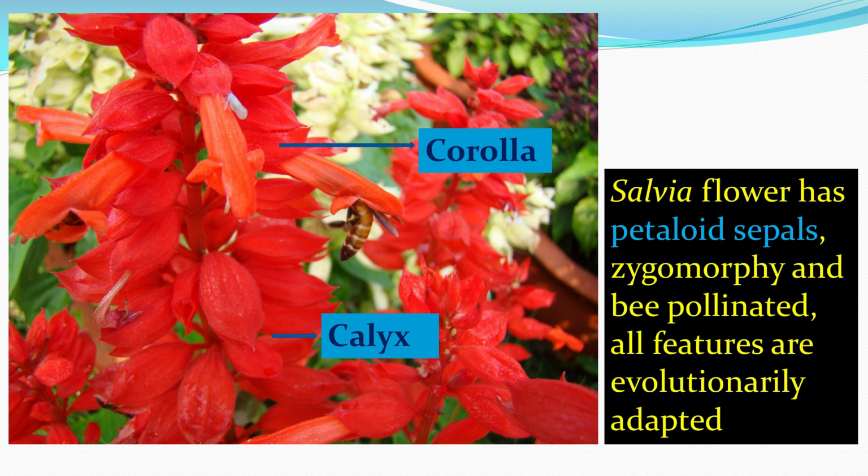So, gamosepalous and gamopetalous condition is found in this, and you can see a honeybee is collecting pollen from that, but by that, unknowingly, it is doing the job of pollination.